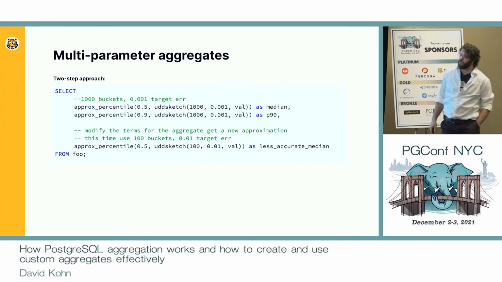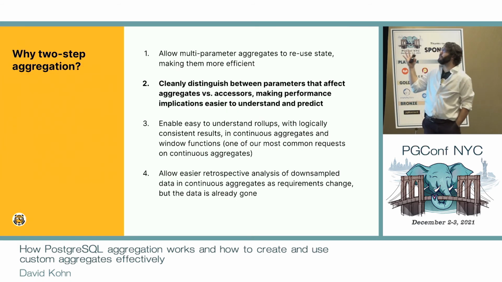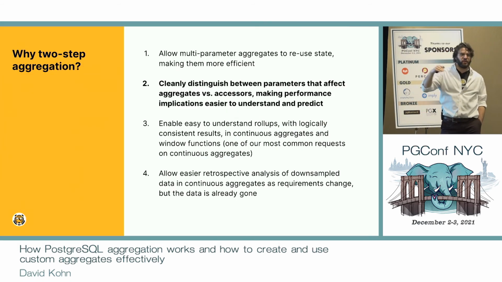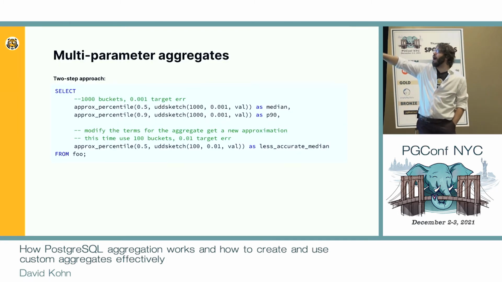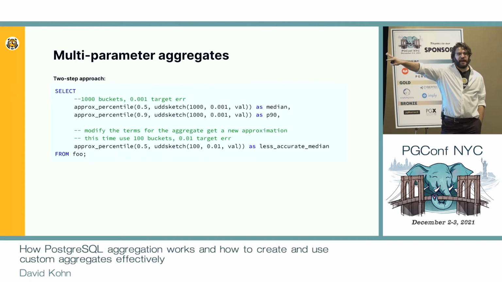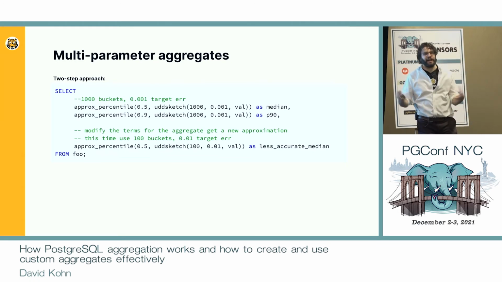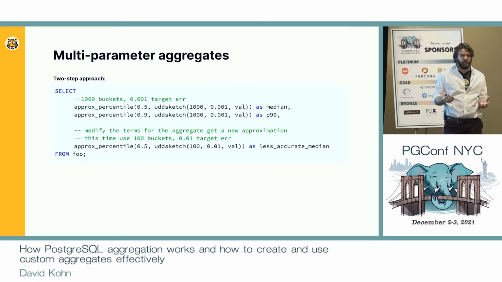So yeah, the next thing is to cleanly distinguish between parameters that affect the aggregates versus the accessor. So let's look at an example of that. Right now, we did approx percentile. We were using, there's essentially an underlying algorithm to approximate a percentile, right?